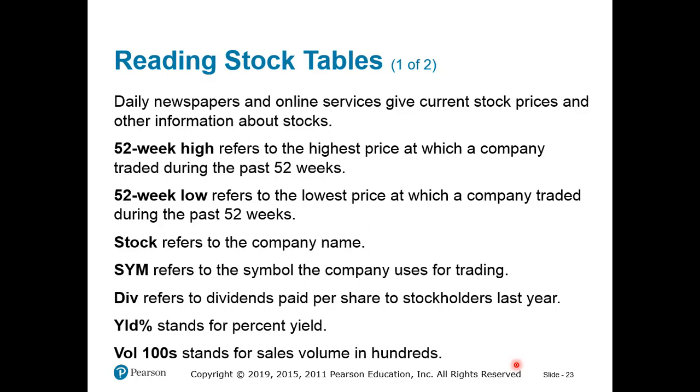You'll see the 52-week high. This refers to the highest price that the company stock was trading at during the last rolling 52 weeks. And then, of course, the 52-week low refers to the lowest price that the stock price was over the last 52 weeks. And then the stock refers to the company name. The SYM, which is the symbol, is the trading symbol, okay, that you'll notice.